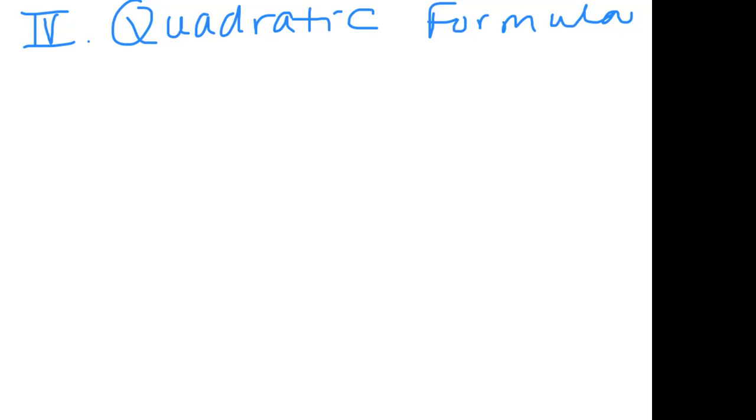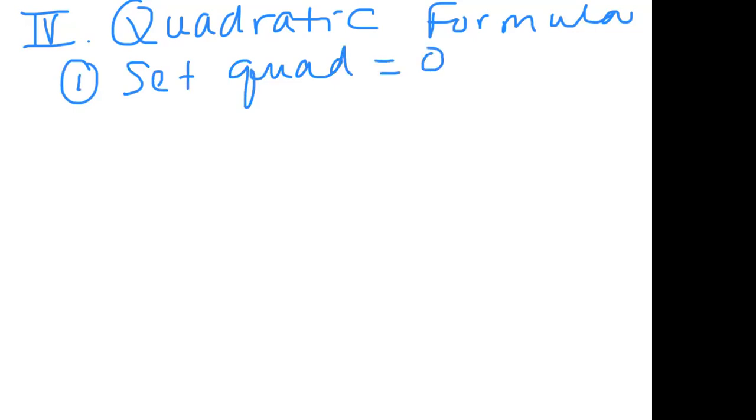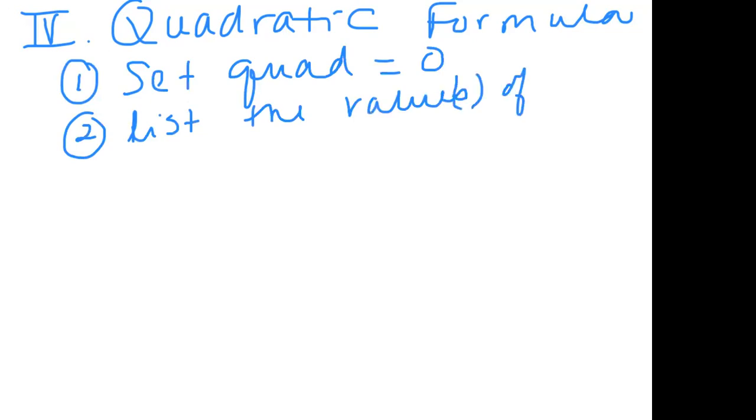So here we go. Now, you don't just go straight into the quadratic formula. There are steps to this, guys. So step number 1, you have to isolate the quadratic. Set the quadratic equal to 0. And then number 2, you have to list the value or values of A, B, and C. Okay, A, B, and C.